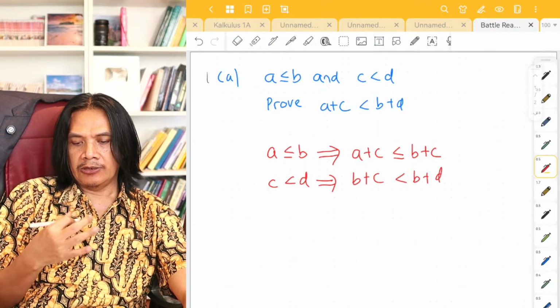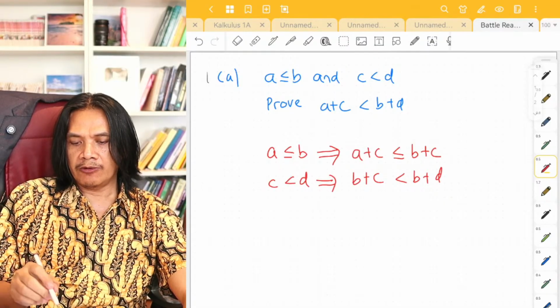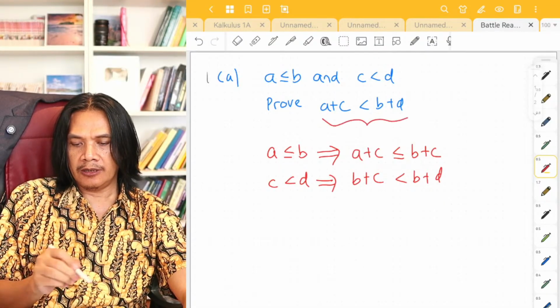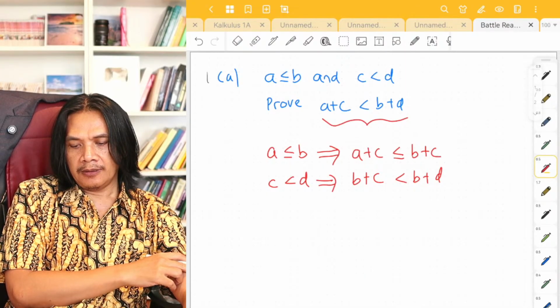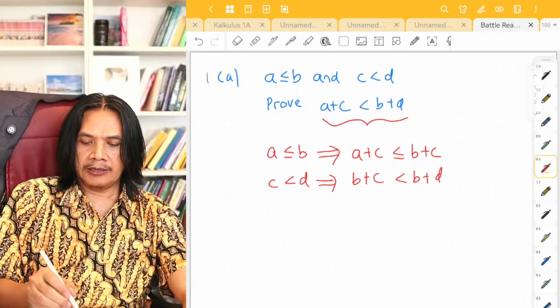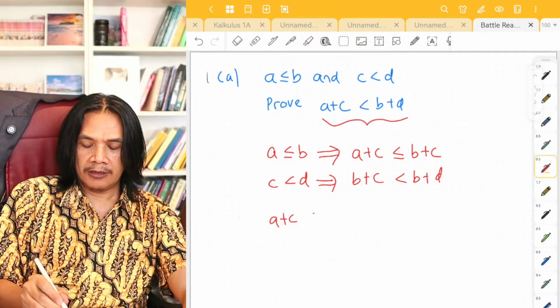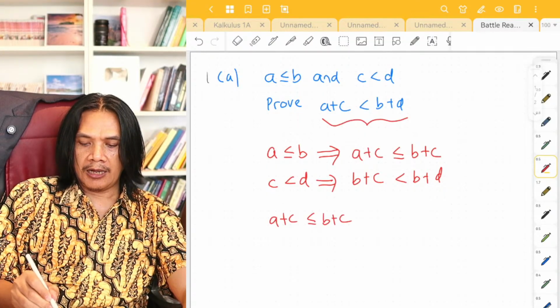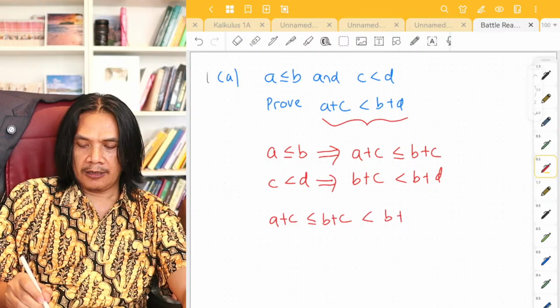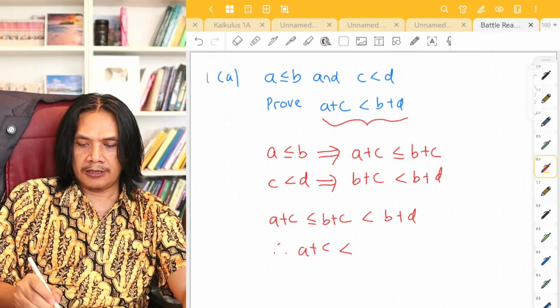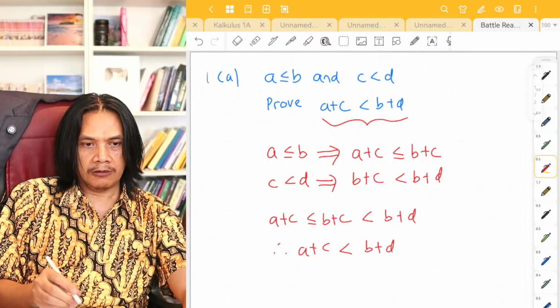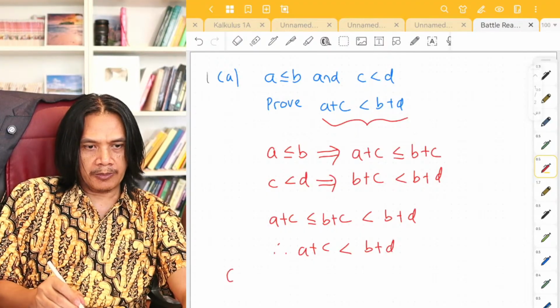Okay, so now how can we use these two pieces of information to conclude this? You can say A plus C is less than or equal to B plus C, and since B plus C is less than or equal to B plus D, because of the transitivity of the inequality, this guy is less than or equal to that guy. So therefore A plus C is less than or equal to B plus D. Good.